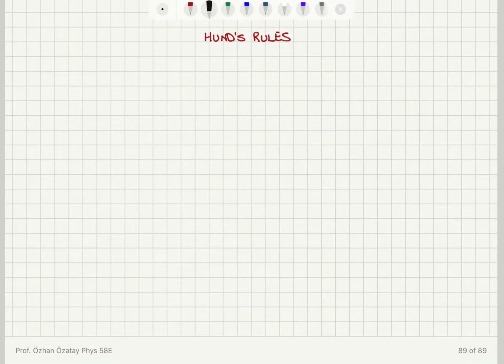There is a set of rules that are used to determine the lowest energy configuration for electrons, assuming Russell-Saunders coupling. These rules are not for the case of high or strong spin-orbit coupling, but for the case where the dominant terms are spin-spin and orbit-orbit interaction. So the idea is to find the lowest energy configuration.